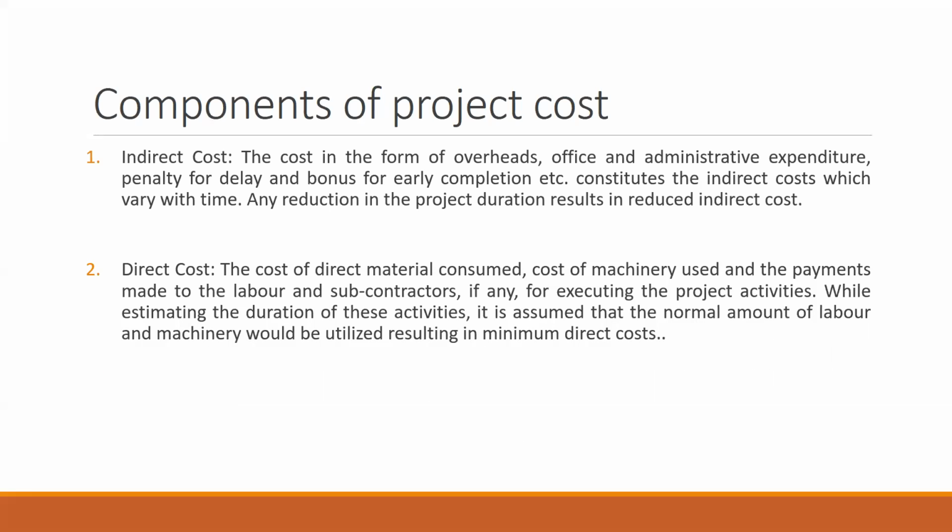So when we talk about direct cost, we mean the material consumed, the cost of machinery used, and the payments made to the labor and subcontractor, if there are any, for executing your project activities. While estimating the duration of these activities, it is assumed that the normal amount of labor and machinery would be utilized, resulting in the minimum direct cost. Please remember, for completing the work in a shorter time, additional cost would be incurred, especially if I am employing more machinery. Maybe I have to purchase new machinery or take it on rent. So there is a cost involved there.